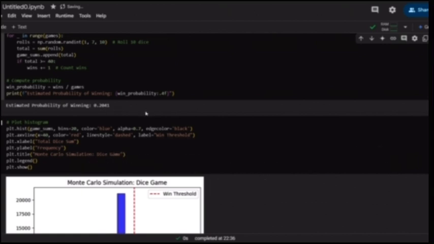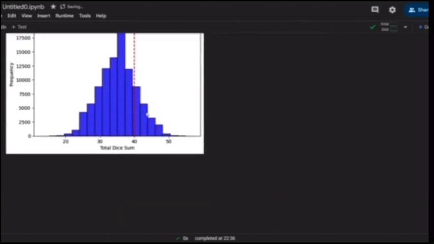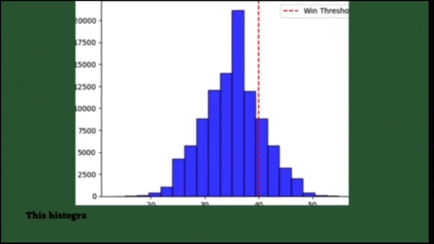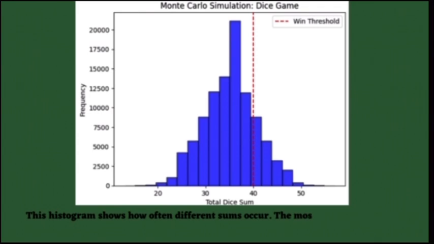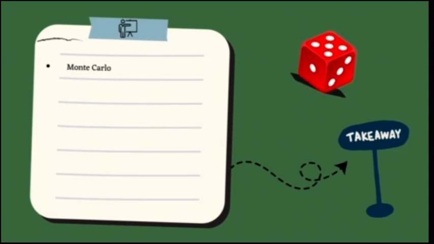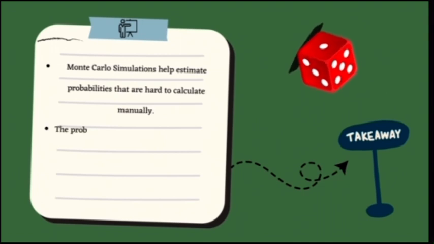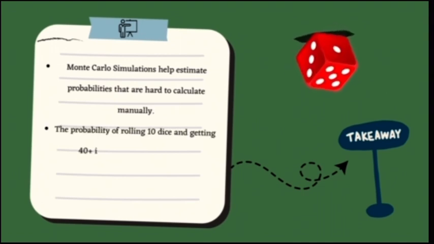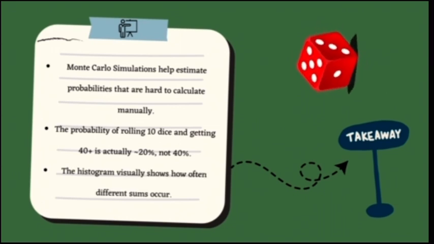Now let's visualize this with a histogram. The histogram shows how often different sums occur. The most common results are around 35, while 40 plus happens less frequently. Monte Carlo simulation allows us to estimate probabilities in complex situations where direct calculation is difficult. Now the final takeaway: Monte Carlo simulation helps estimate probabilities that are hard to calculate manually. The probability of rolling 10 dice and getting 40 plus is 20%. The histogram visually shows how often different sums occur.